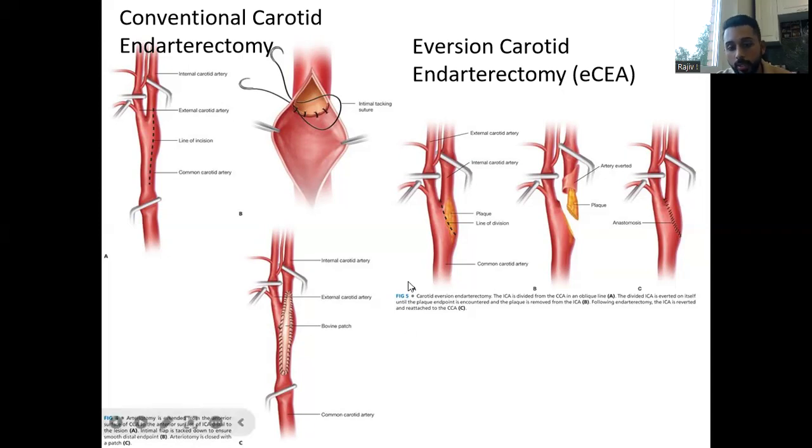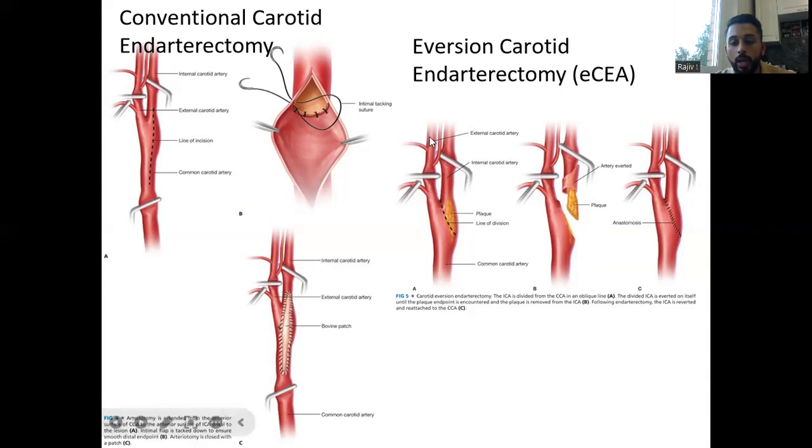And eversion carotid endarterectomy is where you give an oblique incision that you see. This is the line of division with the ICA. Now how you will understand which one is the internal carotid artery and which one is the external carotid artery here is that the external carotid artery only gives the branches in the neck. ICA does not give it. So you can be very sure if there are branches, that is the external carotid artery, ECA. And with no branches, you go ahead, you proceed and give a line of incision over here.